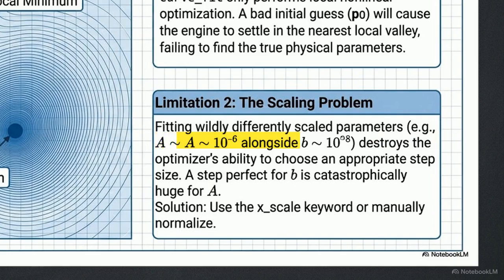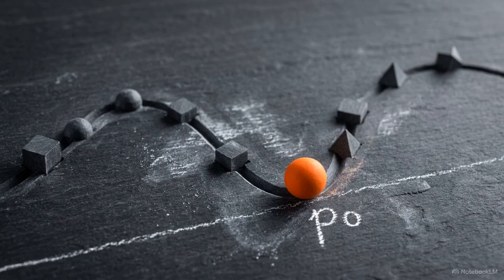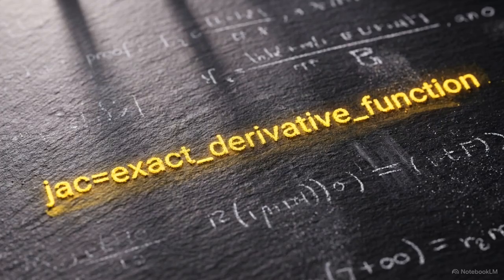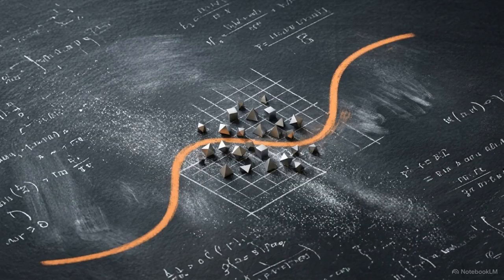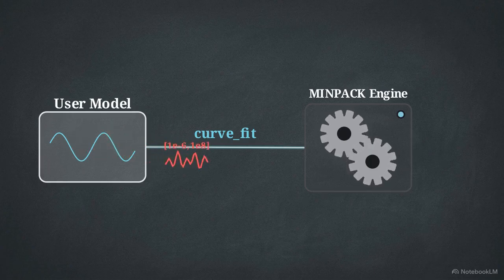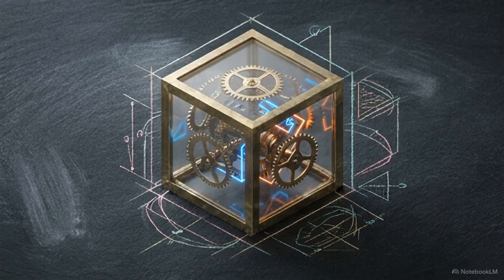Providing an accurate initial guess, manually normalizing your parameters, and supplying an exact Jacobian function are not merely optional optimizations. They are strict mathematical prerequisites for the solver to function accurately. curve_fit acts as an incredibly efficient bridge between user models and deep mathematical solvers. But if you feed it unscaled data and poor initial guesses, it will relentlessly optimize a bad approximation. Producing rigorous results requires an engineer who understands the precise mechanics turning beneath the wrapper.